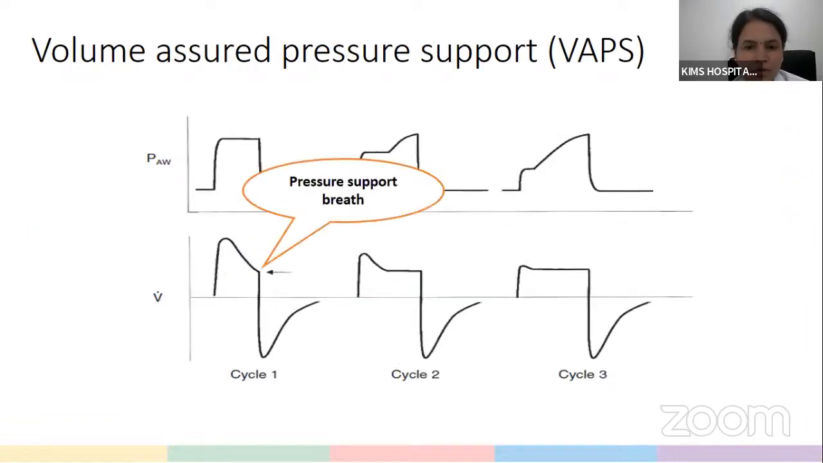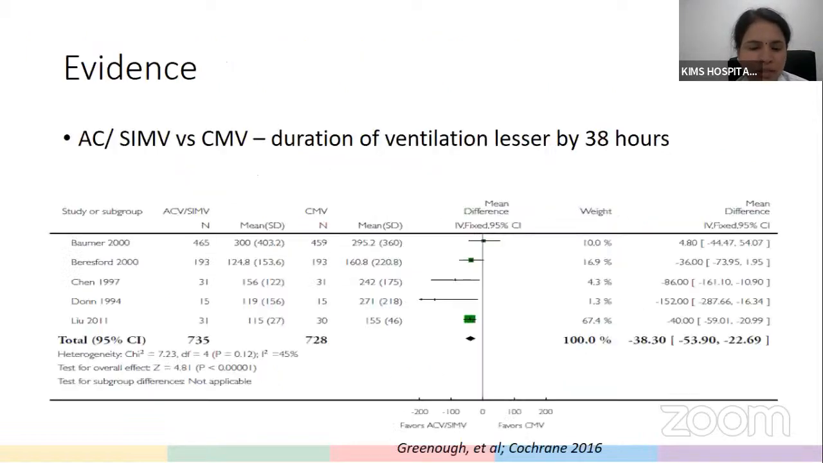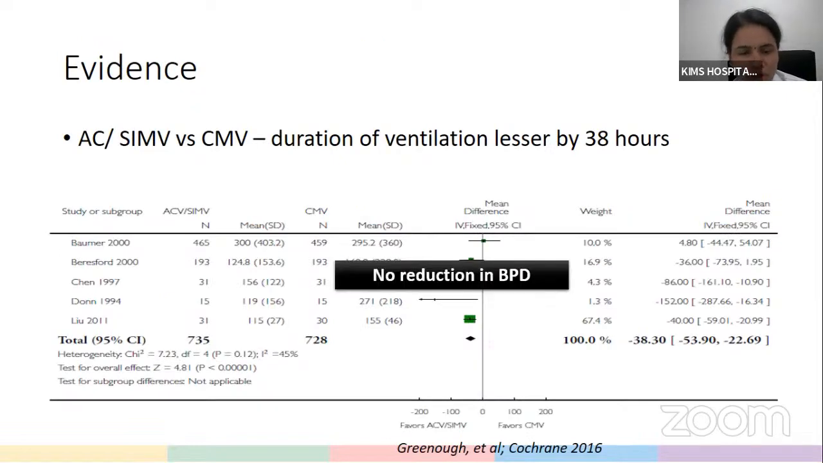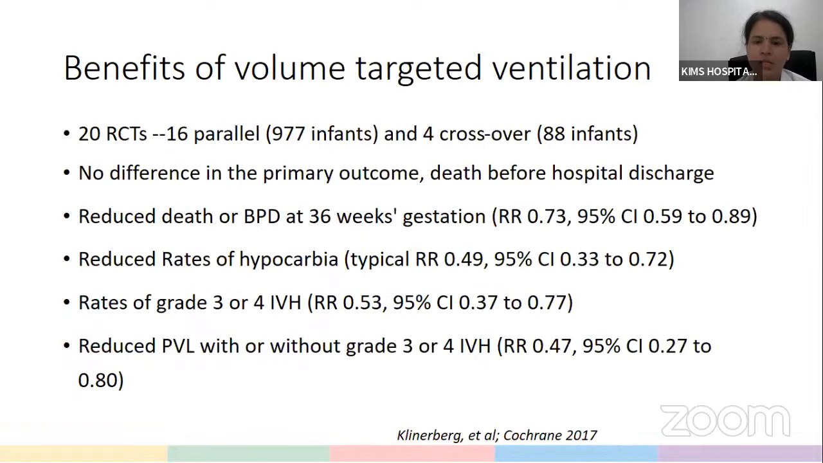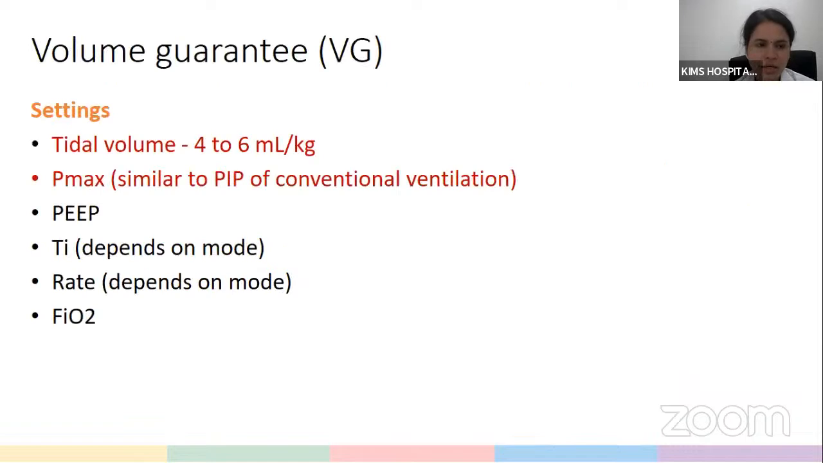There are other volume targeted hybrid modes of ventilation like the VAPS, volume assured pressure support, that is seen with the VIP Bird. And evidence shows that volume targeted modes of ventilation in general result in reduction of death or the combined rate of death and BPD, as well as the rates of severe grades of IVH. So I think with this, I will go to the bedside.